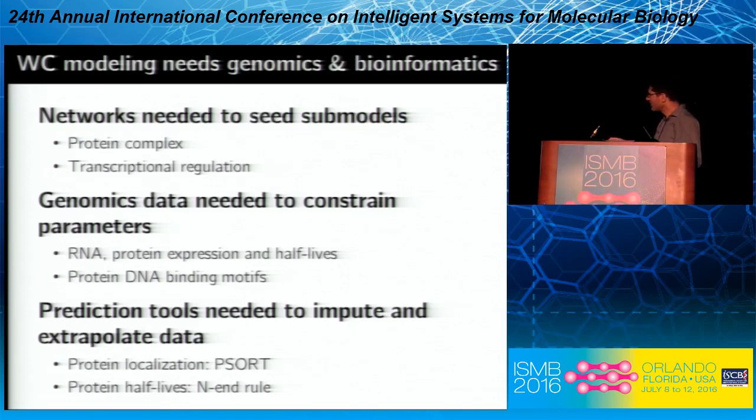Another maybe slightly less obvious way in which we're using bioinformatics is that we're using prediction tools wherever possible to predict properties of proteins or RNA. So we're using things like PSORT to predict protein localizations. We're using rules of thumb like the N-end rule to predict protein half-lives. We actually prefer to use prediction tools rather than raw data because it ensures that we can get a complete data set of parameters, whereas if we rely on experimental data, then we may have to impute missing values.